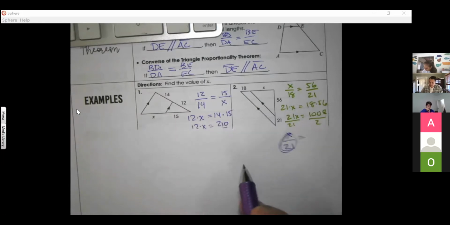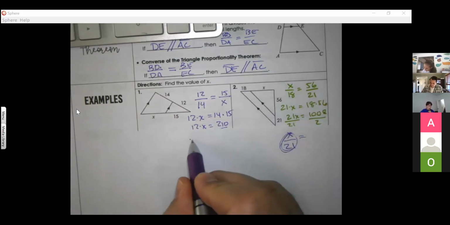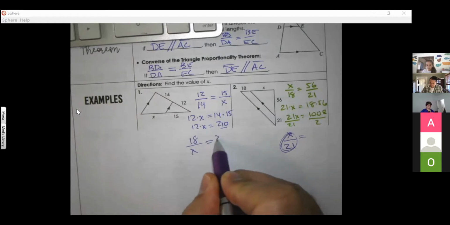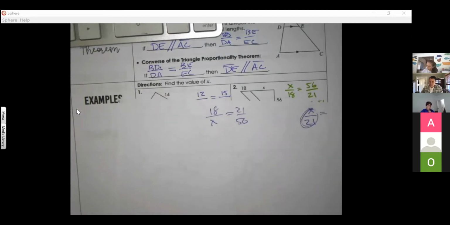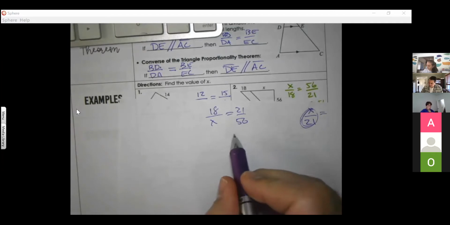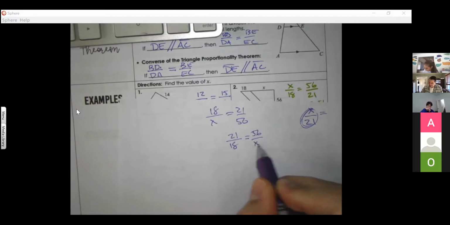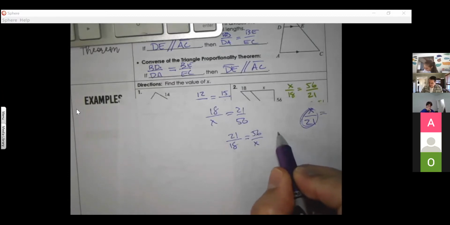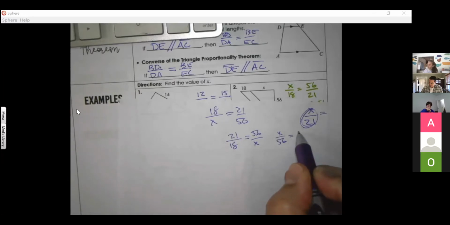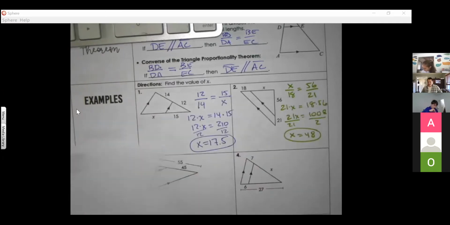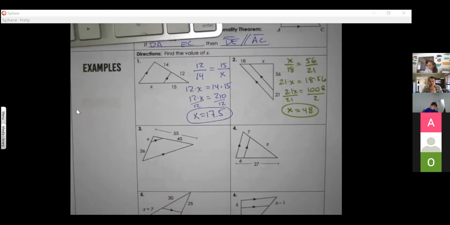So there are a bunch of possible ones. You could have said this one. You could have said that upside down. You could have said the other way around. You could have said 21 is to 18 as 56 is to x. You could have said x is to 56 as 18 is to 21. There's a lot of choices. You just couldn't put those two together. Okay. All right. Now this one is slightly different.